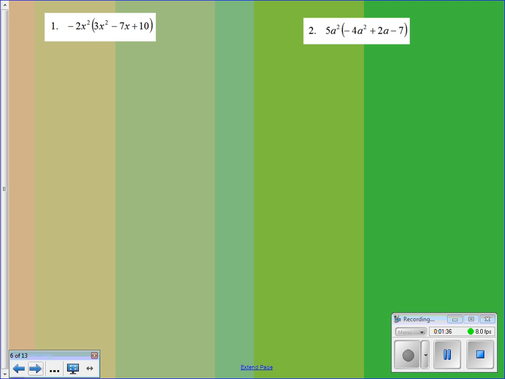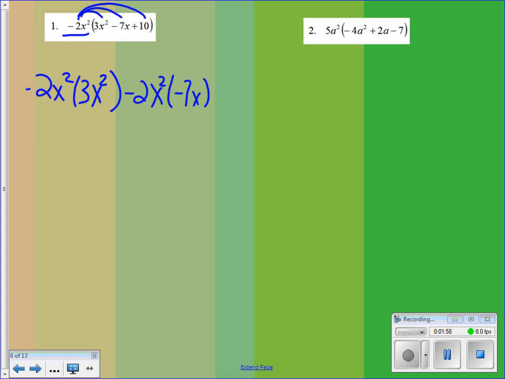Okay, let's practice this. So we have this negative 2x squared here. I'm going to be distributing it to each term of the polynomial. So for this first one, let's write out what I'll be doing in my head from now on. I'm taking negative 2x squared times 3x squared. I'm taking negative 2x squared times negative 7x. And I'm taking negative 2x squared times 10.